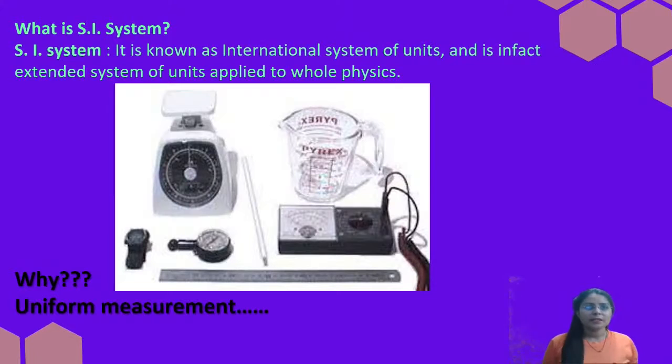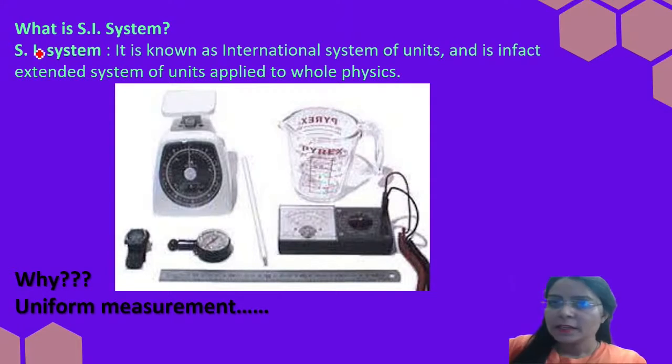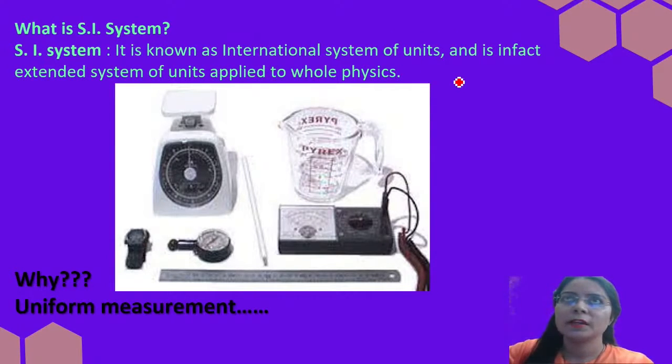Now, the concept came up: what is an SI system? Why do we use it? When we talk about distance, suppose we consider the FPS system, and then the CGS system. I already told you that in the CGS system the unit of length, the centimeter, is too small. Gram is also too small to be measured.